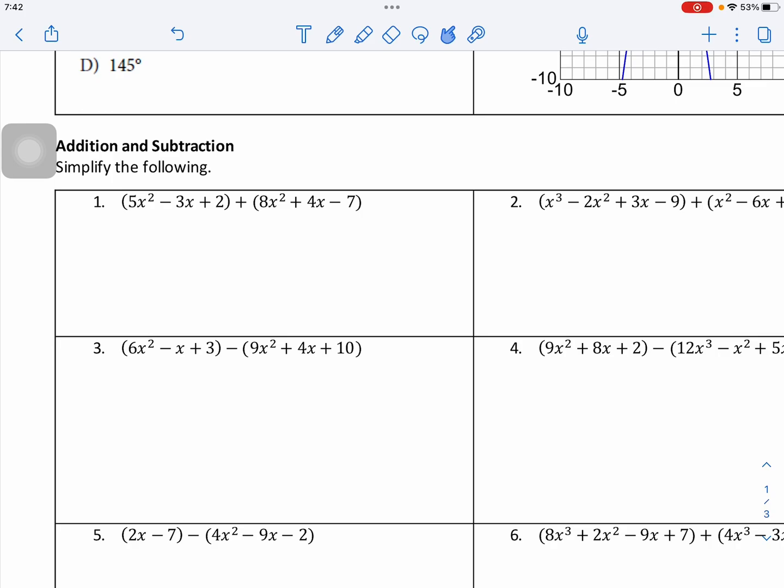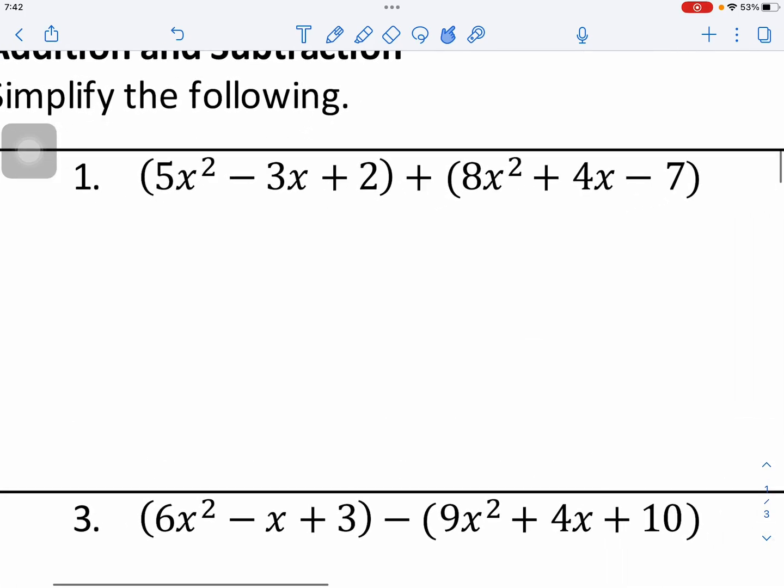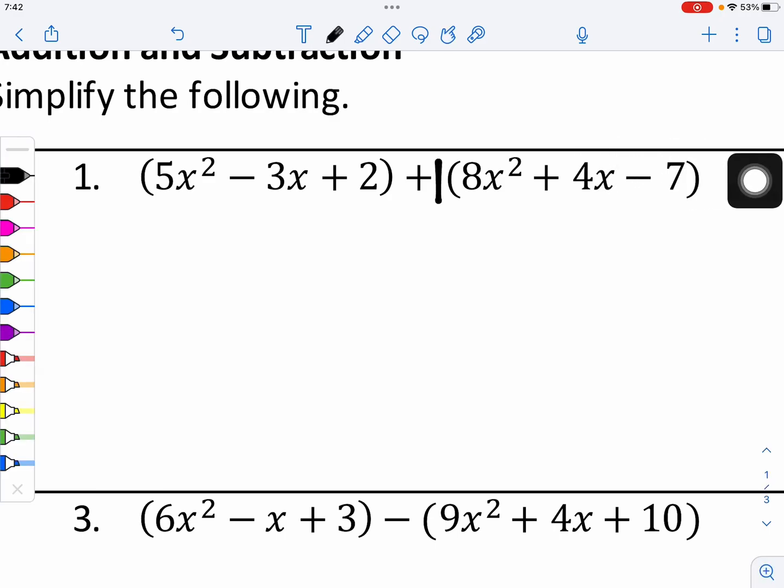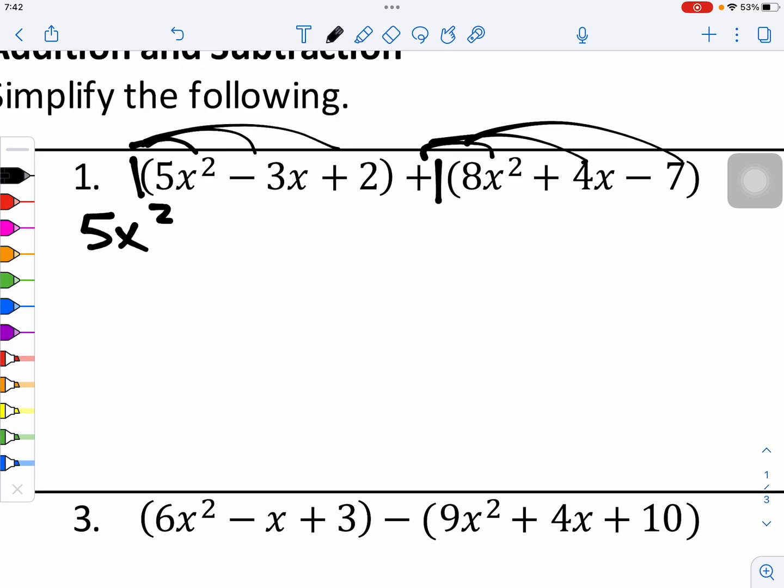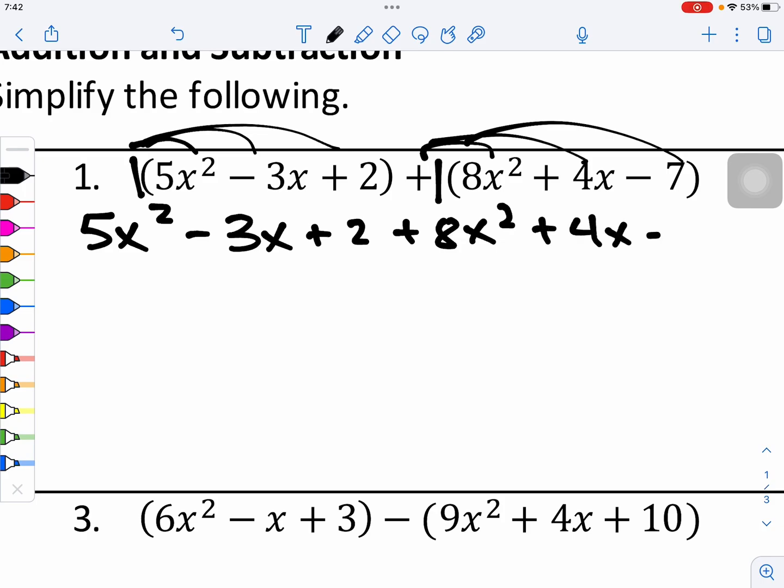When you see the parentheses the way that you have them, your brain sometimes automatically thinks that you want to multiply, but let's notice that we've got addition in the center here. So really it's 5x squared minus 3x plus 2 plus 8x squared plus 4x minus 7. So think about it more as there's a 1 here and a 1 here, and if I distributed those, nothing changes, and that's okay, but it helps me to get rid of those parentheses. So we have 5x squared minus 3x plus 2 plus 8x squared plus 4x minus 7.